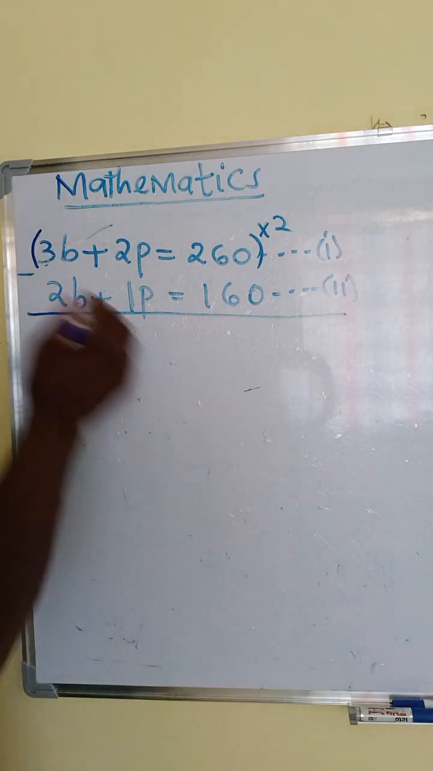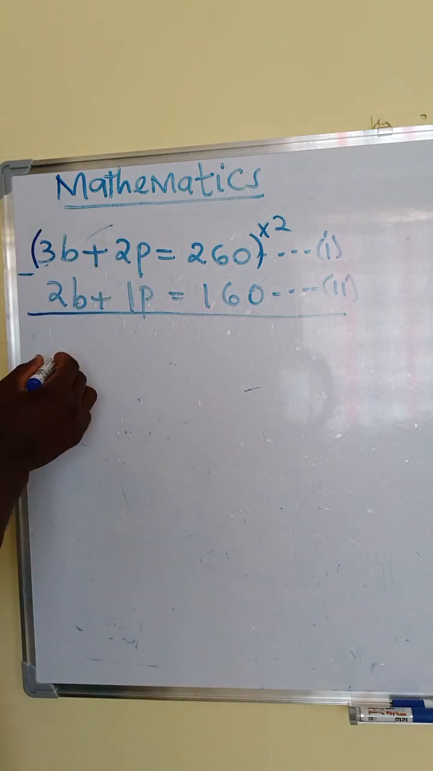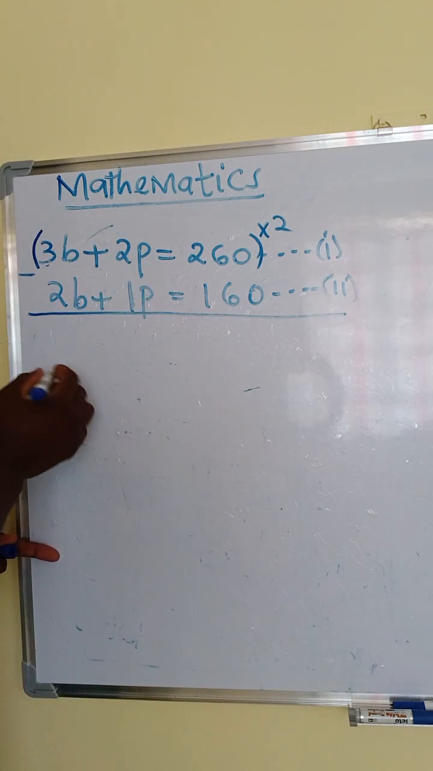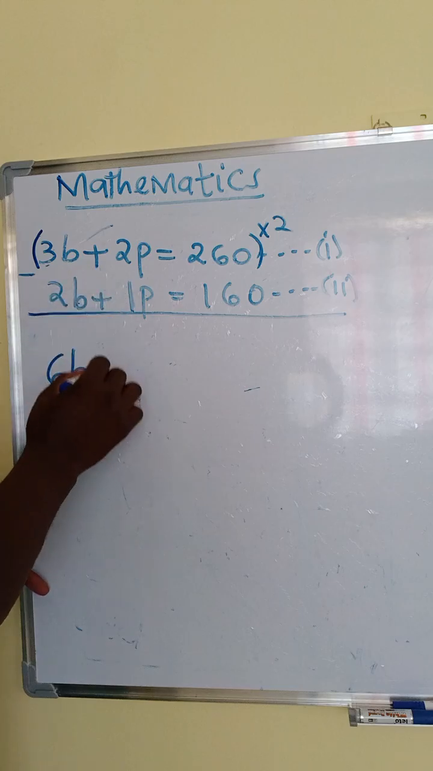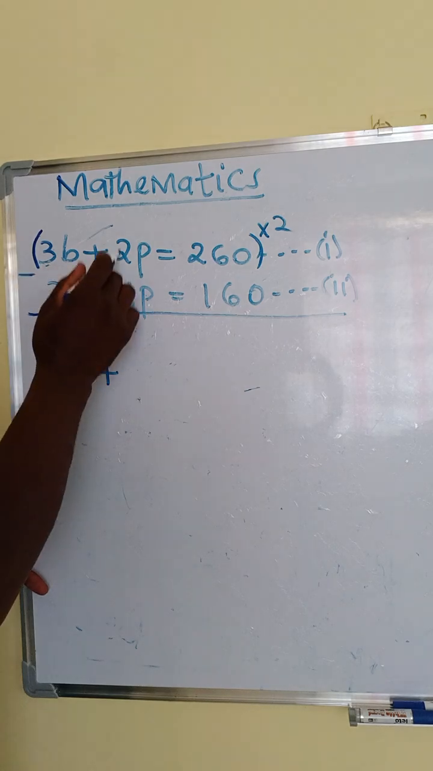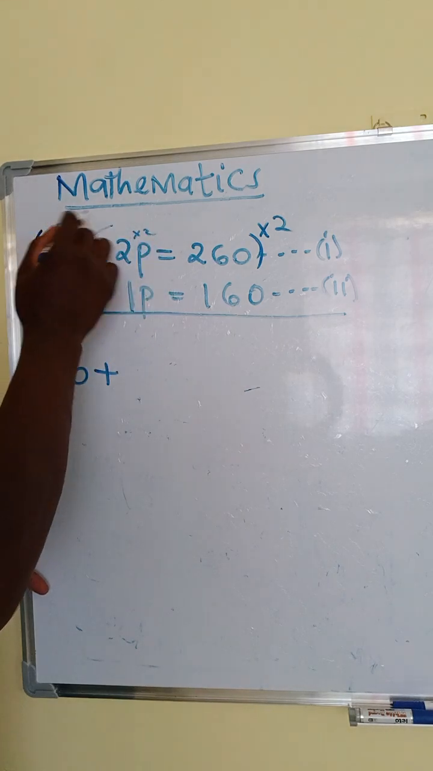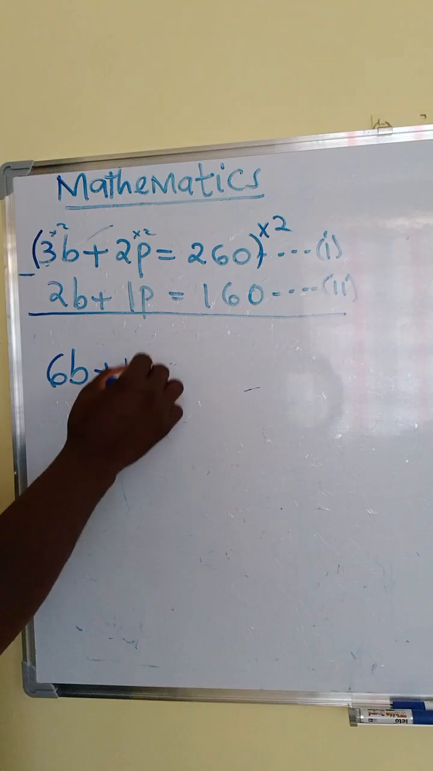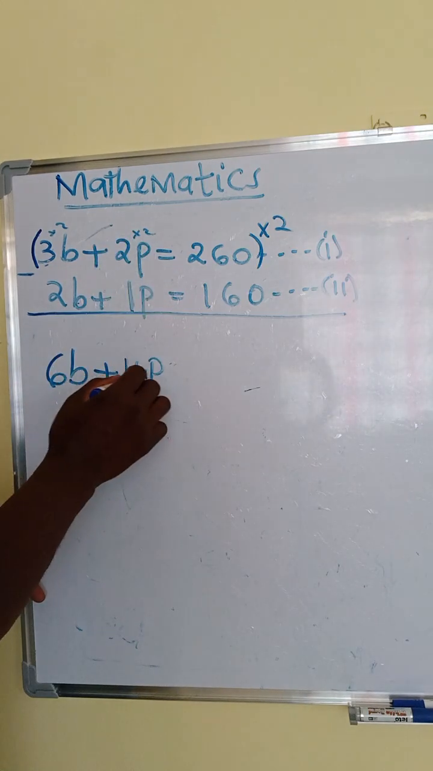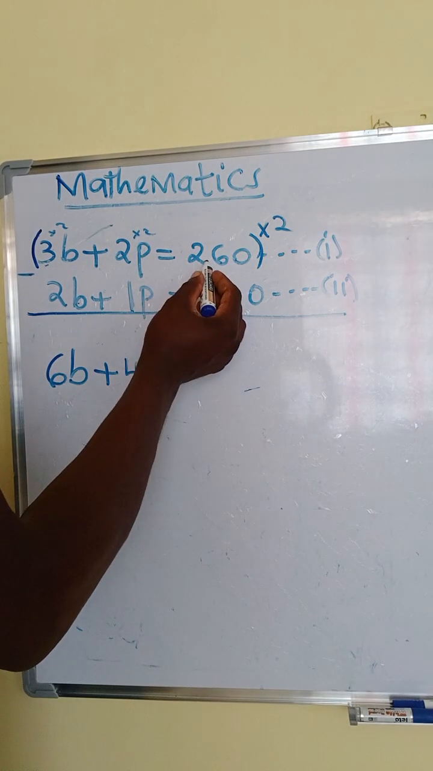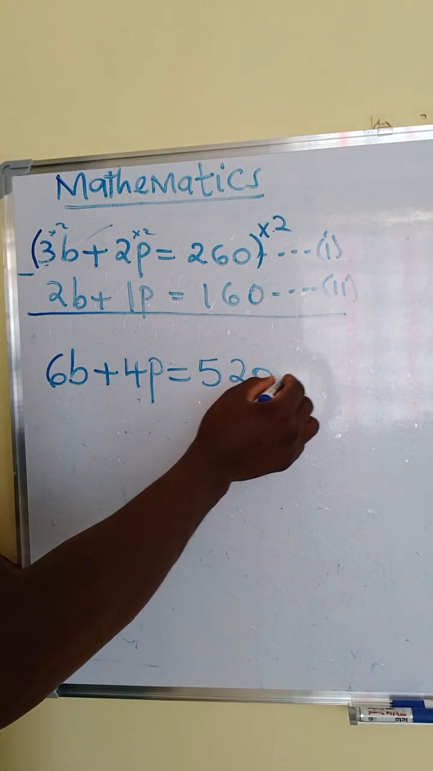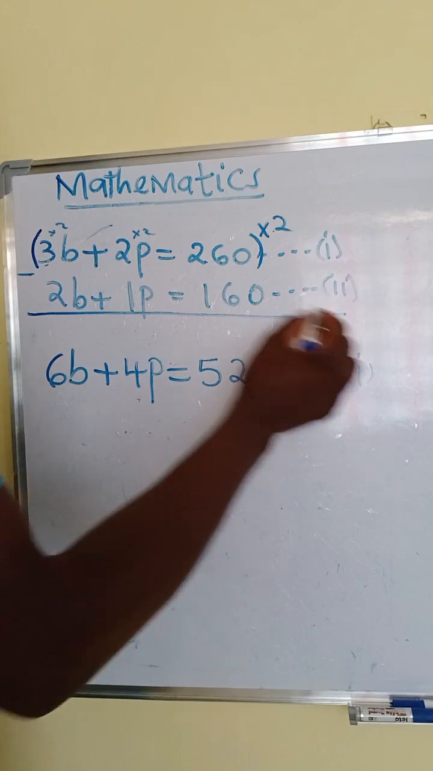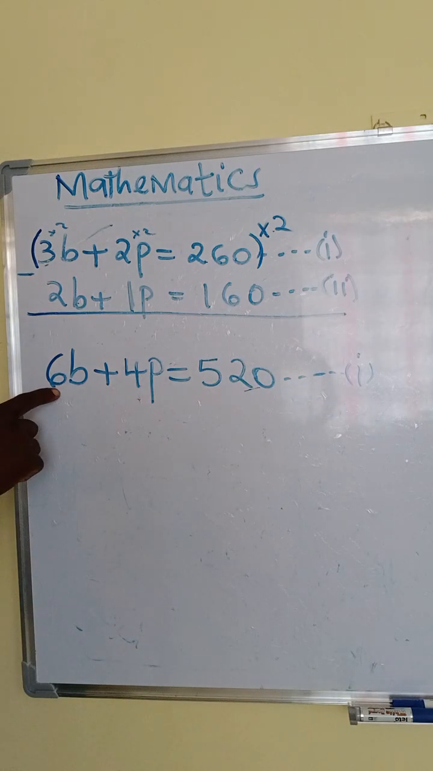So we come and say 3 by 2 will have 6. So my new equation 1 will be 6b. I retain my positive. 2 by 2 is 4p equals to 260 by 2 is 520. This is my new equation 1. Having now the new value of b as 6, and that was my focus.